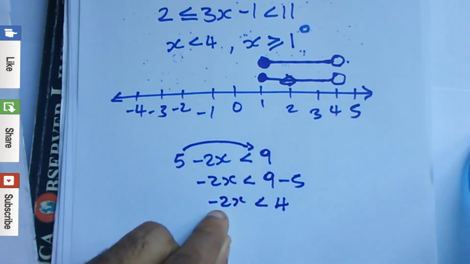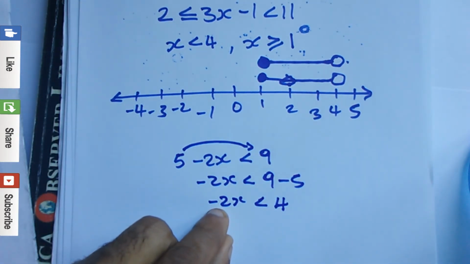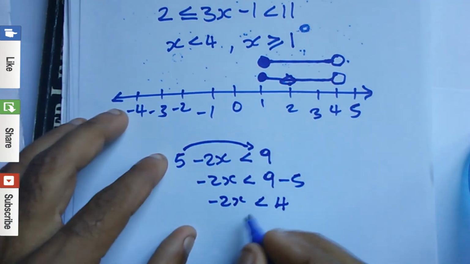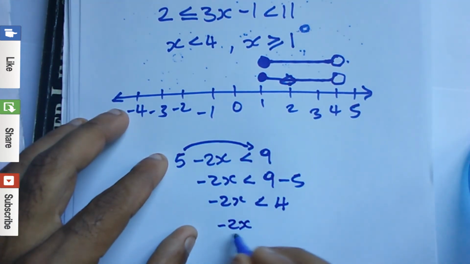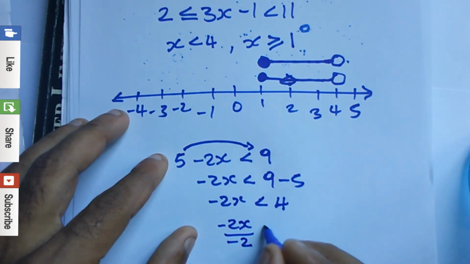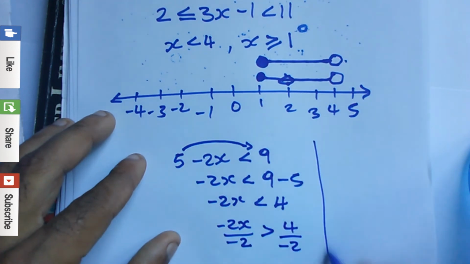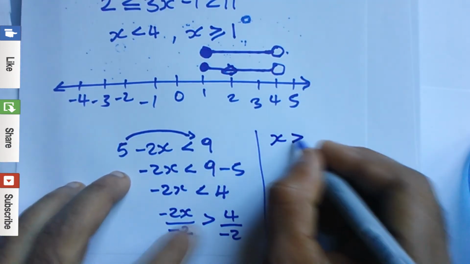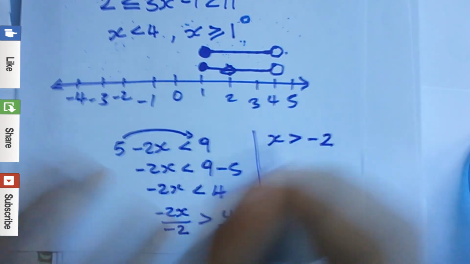Now, the coefficient of x is negative, and remember, when you're dividing by a negative number, you have to change the sign. So I'm going to have minus 2x divided by minus 2 greater than 4 divided by minus 2. So the minus 2s cancel here, so x would be greater than negative 2.